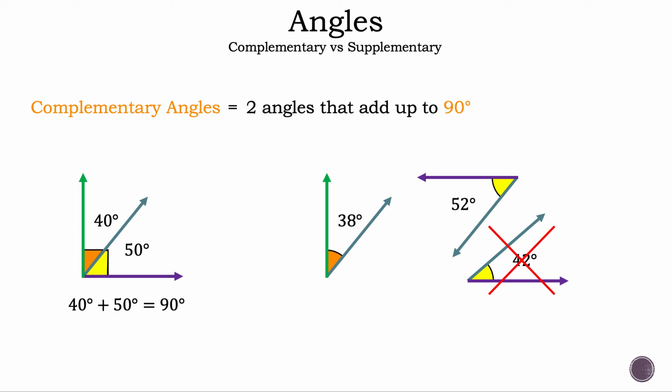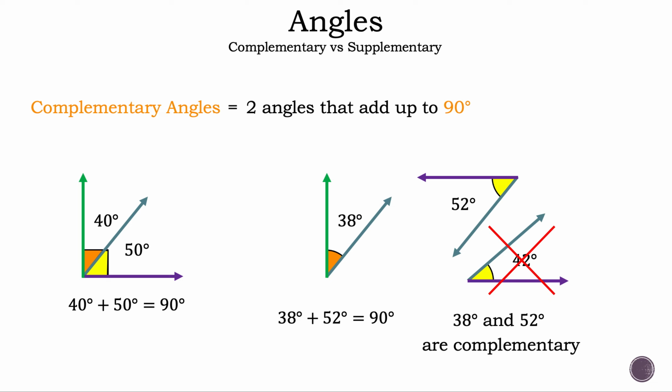That's right, 38 degrees and 52 degrees. Because the sum of 38 degrees and 52 degrees is 90 degrees. So 38 degrees and 52 degrees are complementary.